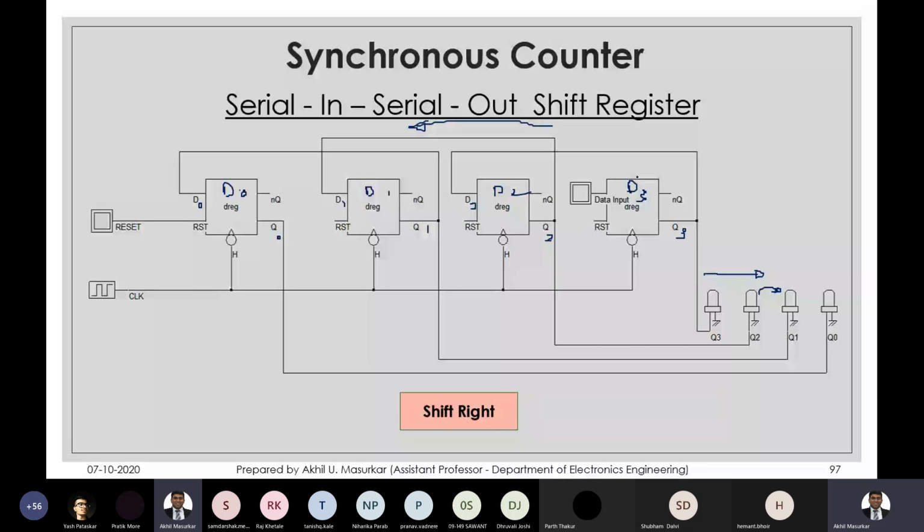Okay, have you implemented this? Hemant, have you drawn this diagram? Sir, 2 minutes.